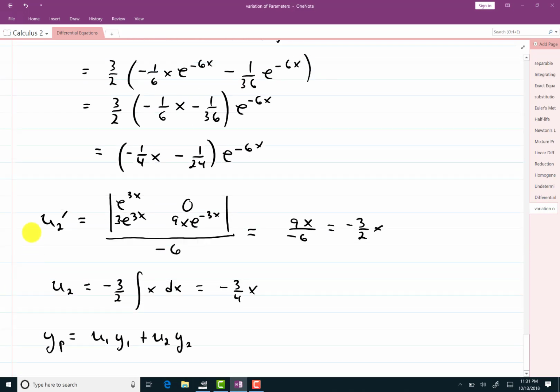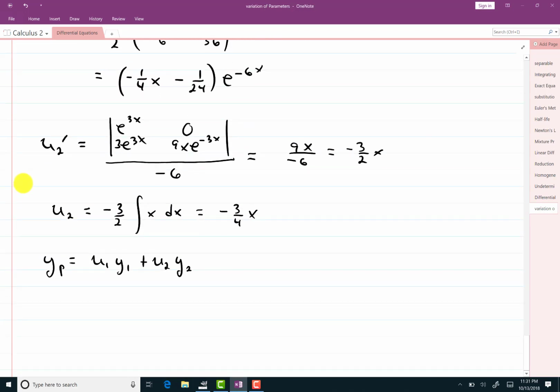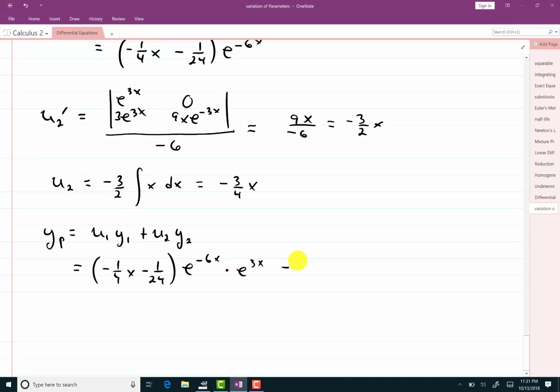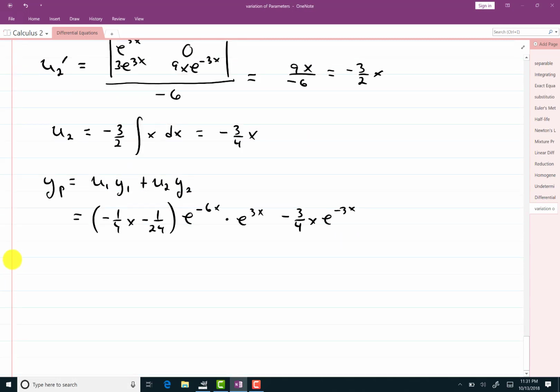u1, where did it go? There it is. Negative 1/4 x minus 1 over 24 e to the negative 6x. y1 was e to the 3x. On the other part then, we have minus 3/4 x e to the negative 3x. That was y2. And I can simplify a little bit. If I want my total solution written out, I'll have e to the negative 3x for that part too. So I can just do one big e to the negative 3x, and then just collect everything else inside.